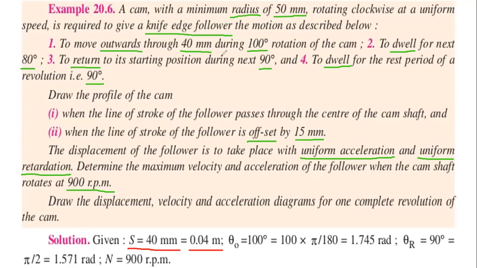Next, outstroke angle is 100 degrees. So that is theta o is 100 degrees. We are converting it to radians: 100 into pi by 180, that is 1.745 radians. Last one, angle of return stroke, that is theta r, which is 90 degrees. Converting it to radians, it is 1.571 radians. Next, they have given the speed, that is N equal to 900 rpm.